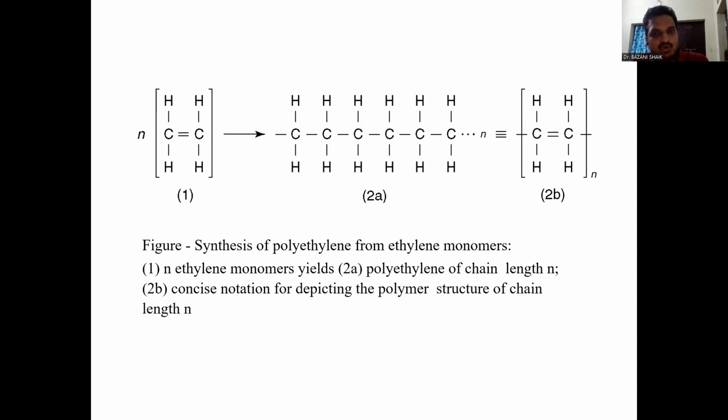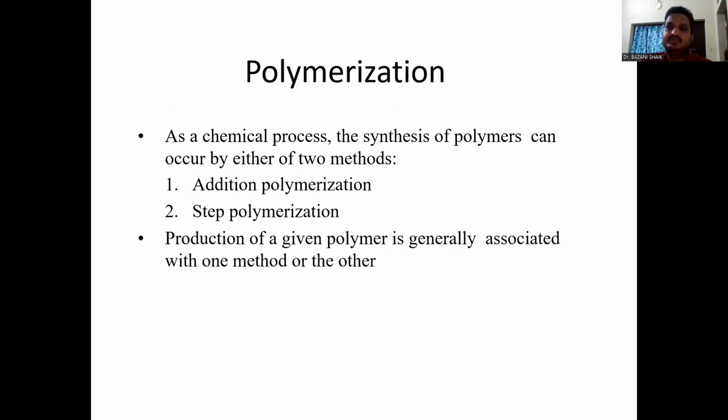The second figure shows polyethylene of a given chain length, and 2B shows the concise notation for depicting the polymer structure of that chain length. This is the basic structure of polyethylene. You can observe the image to understand the example of the synthesis of polyethylene.